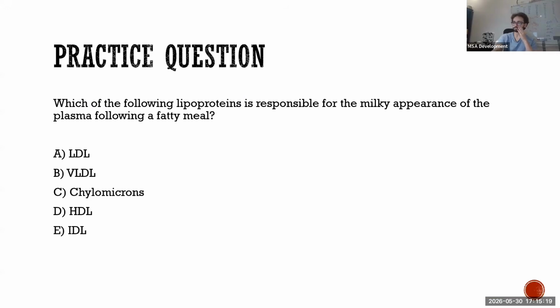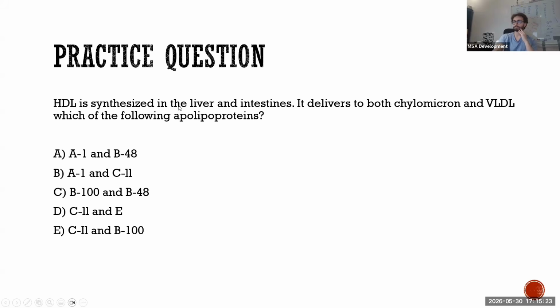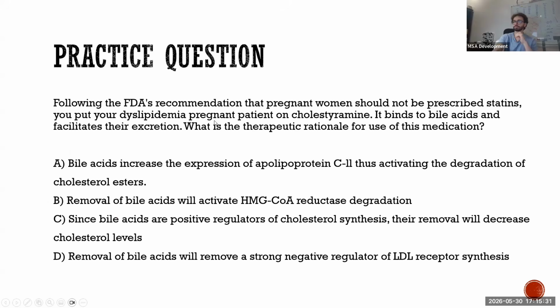Practice questions. What lipoprotein causes milky appearance? Chylomicrons. HDL donates and delivers 2 apolipoproteins. What are they? C2 and E.